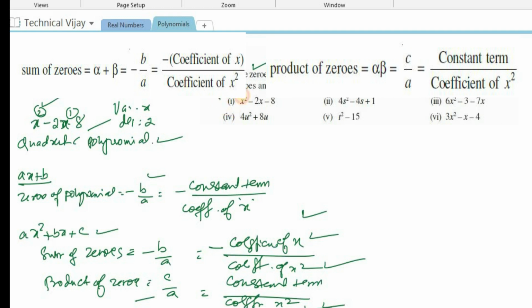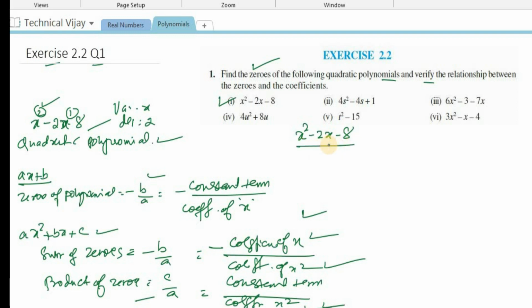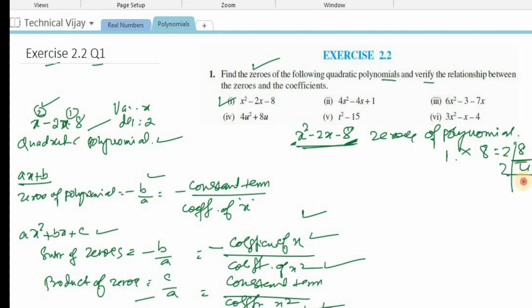So now we will go for the first one, that is x square minus 2x minus 8. First we will find the zeros of this polynomial. So how to find this? This can be found by considering the constant term and the coefficient of x square. The coefficient of x square is 1 and the constant term is 8, whether it may be minus or plus. So 1 into 8 is equal to 8. So we will see the factors of this 8 first. 2 fours are 8, 2 and 2, 2 and 1.